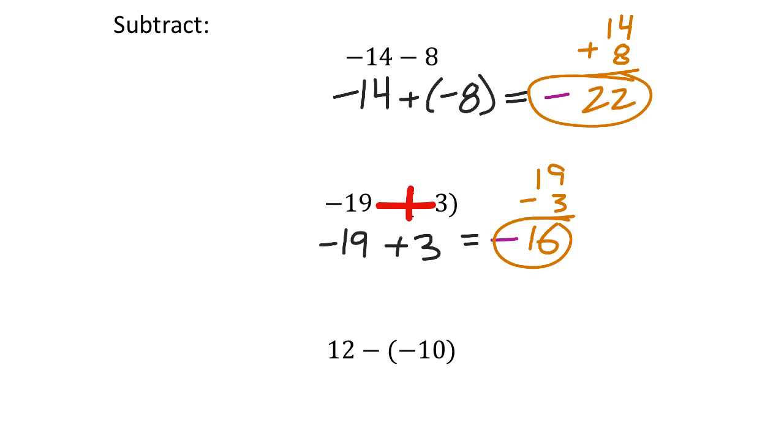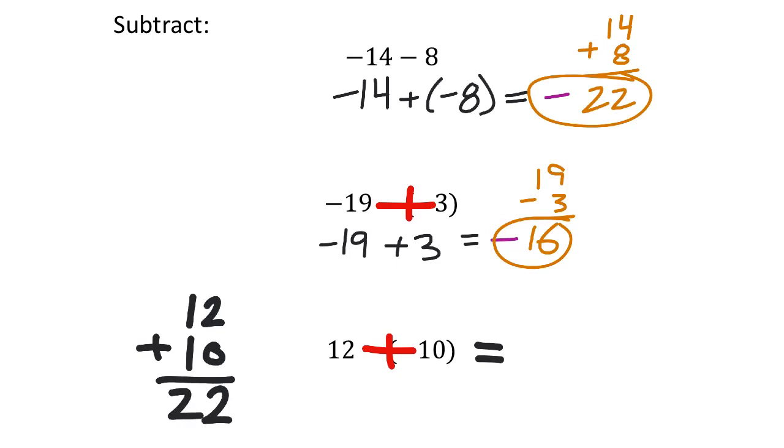And that next problem is going to work the same. I got a minus negative 10, so I got to change that to a plus 10. 12 plus 10 specifically. And 12 plus 10, again, if you wanted to do that vertically, you could. 12 plus 10, 2 and 2, positive 22.